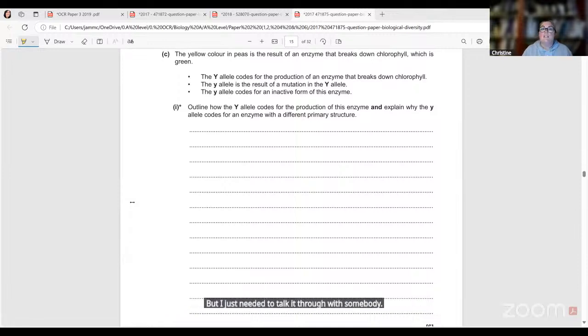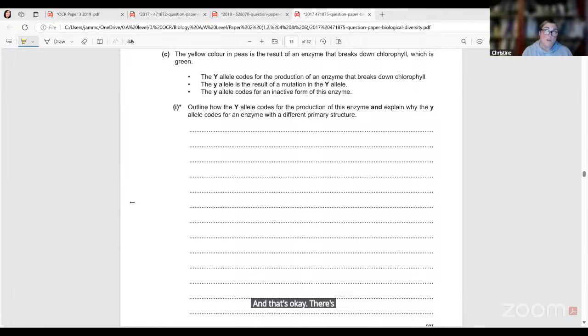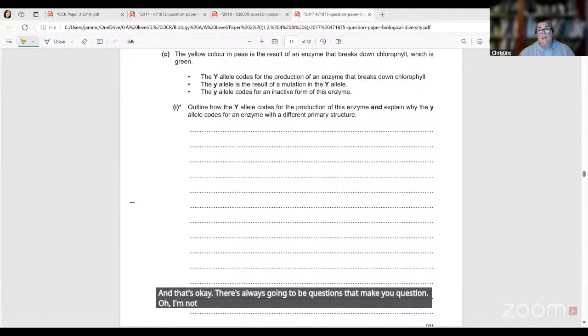There we go. And so because of that, that's sometimes a good way for you to improve your math skills, but there are always going to be questions that throw you off. And that's okay. There's always going to be questions that make you question, oh, I'm not very good at this. And that's okay as well.